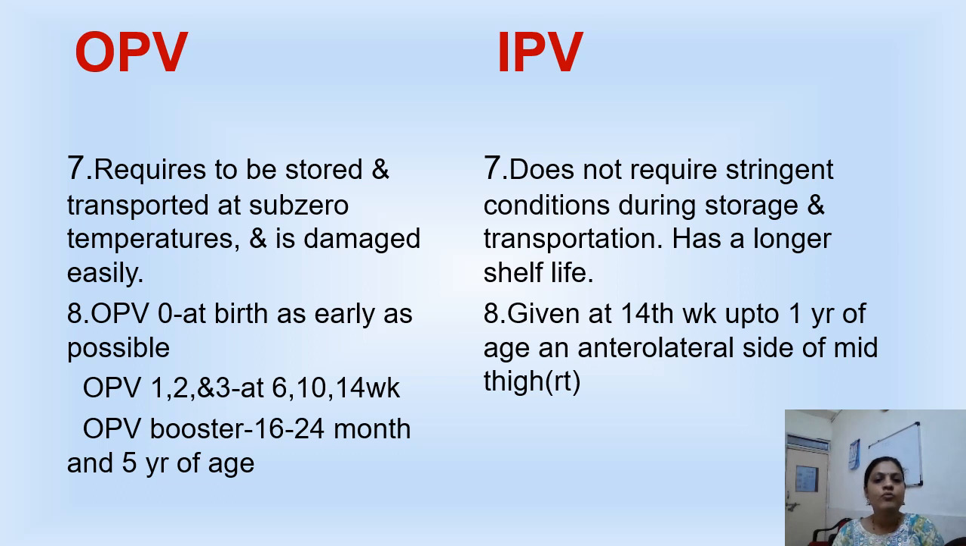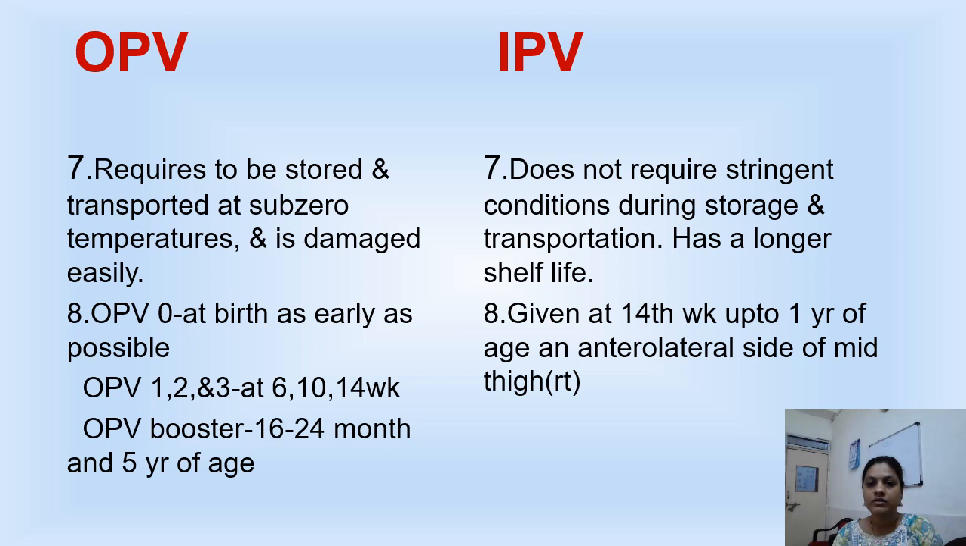Then, oral polio vaccine can be stored and transported at sub-zero temperatures and is damaged easily. It's a very heat sensitive vaccine. OPV0 is given at birth or as early as possible. The schedule is given here. OPV0 is given at birth, OPV1, 2 and 3 at 6, 10 and 14 weeks, and OPV boosters are given at 1.5 years of age and 5 years of age.